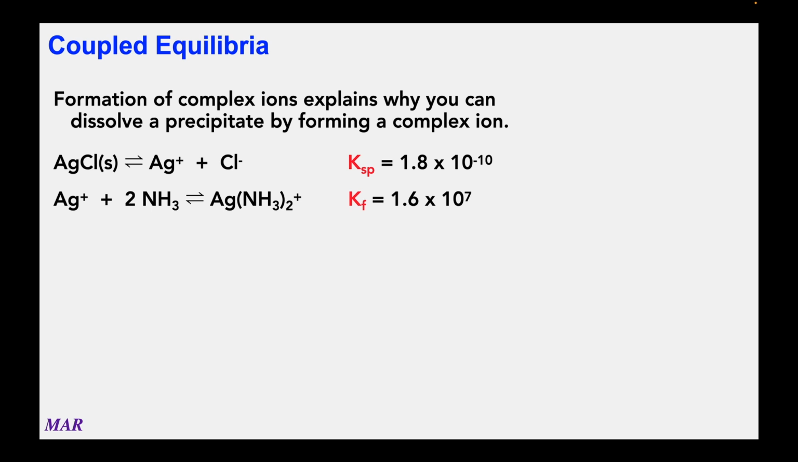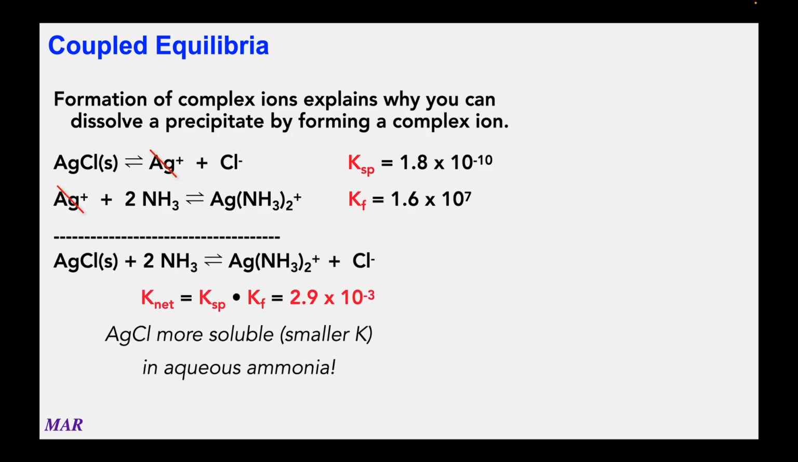And I bet you can maybe see where we're going here. We're going to add these two expressions together. We're going to ditch the silver. Silver plus is a product in the first one, and it's a reactant in the second one. So if you get rid of those and add them together, you get silver chloride plus 2 ammonias making the complex ion Ag(NH3)2+ and chloride.